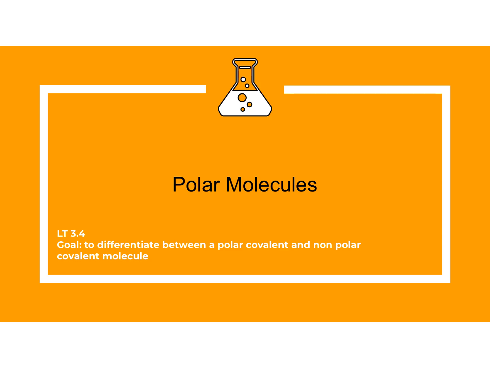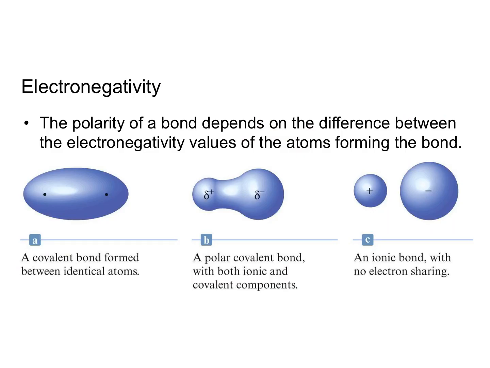All right, everybody, so now we are going to be talking about polar molecules. We've learned about covalent bonds, and we can further label our covalent molecules as polar or nonpolar. So this all kind of starts from this idea of electronegativity. The polarity of a bond, the joining of two atoms, depends on the difference between the electronegativity values of the atoms that are forming the bond.